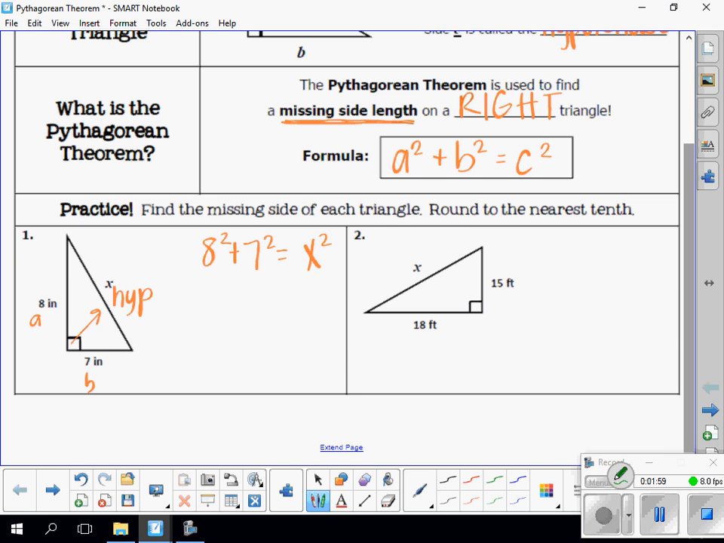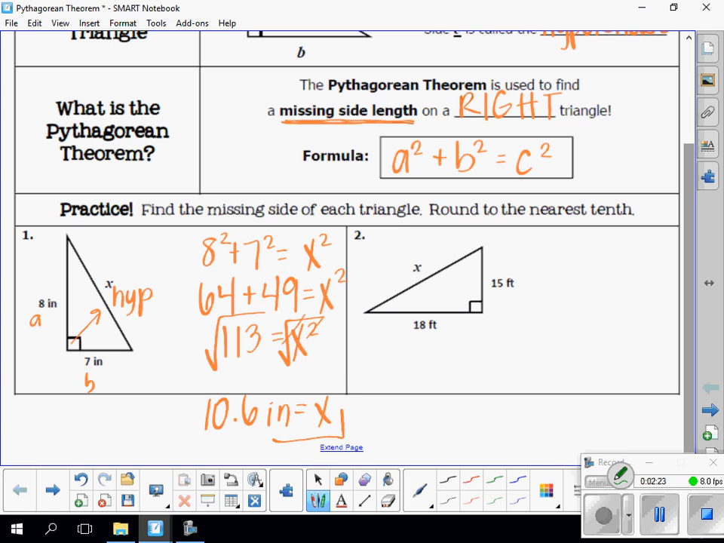8 squared is 64. 7 squared is 49. 64 plus 49 is 113. Now, they don't ask us to find x squared, they ask us to find x. To remove an exponent, we have to square root something. And if I'm rounding to the nearest tenth, that should get us 10.6 inches for my x value.